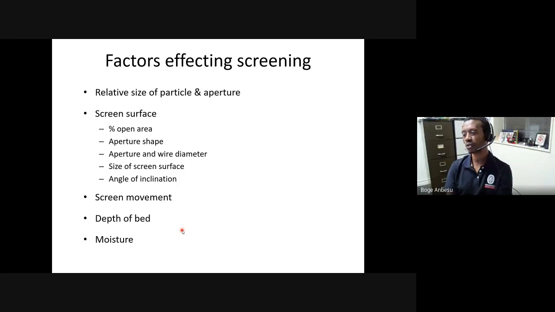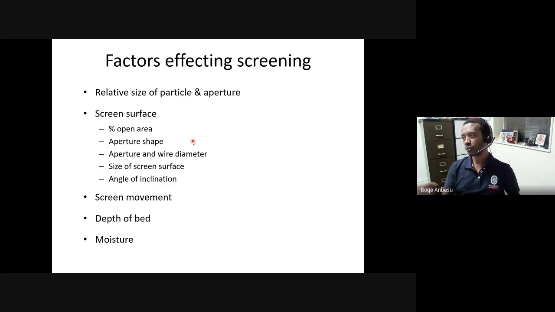Okay, so those are important considerations. But regardless, when you operate a screen, these are some of the things you need to look at, okay? So what is my particle size distribution? How close are particles to the aperture? How do I shake the screen? How is the inclination? Things like that are some of the things you need to consider.